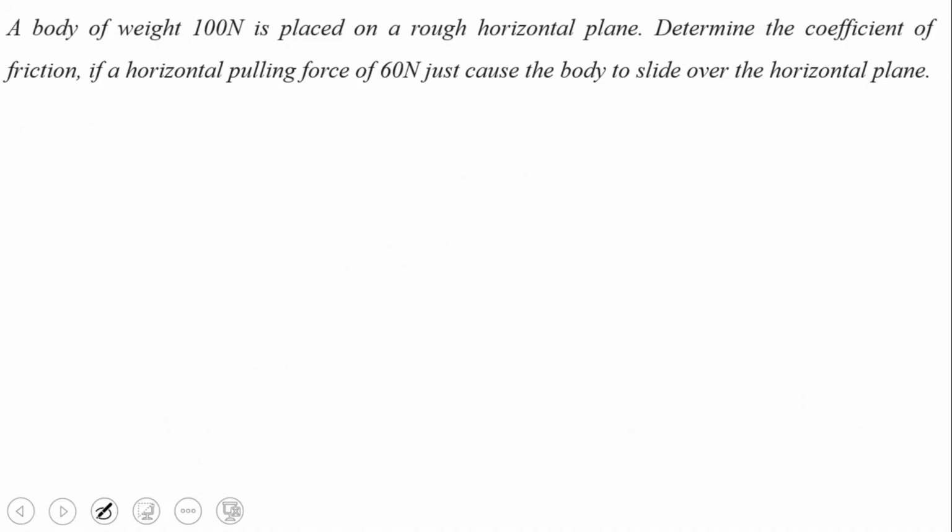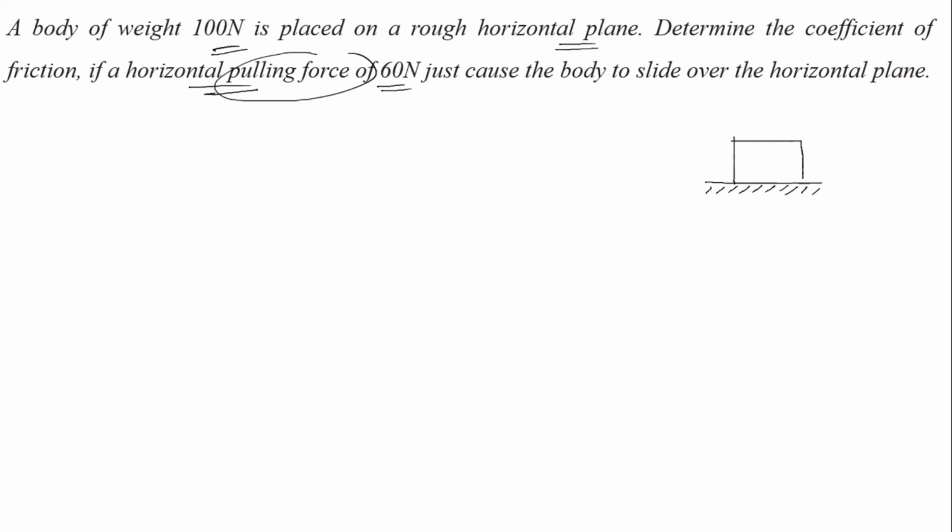It is a simple problem; we will discuss it. A body of weight 100 Newton is placed on a rough horizontal plane. Determine the coefficient of friction if a horizontal pulling force of 60 Newton just causes the body to slide over the horizontal plane. So, this is the body sliding over the horizontal surface with a pulling force of 60 Newton.